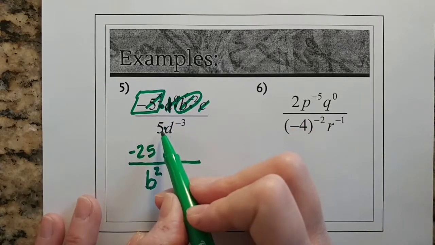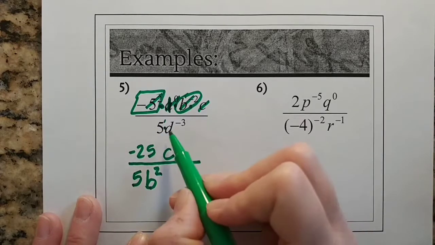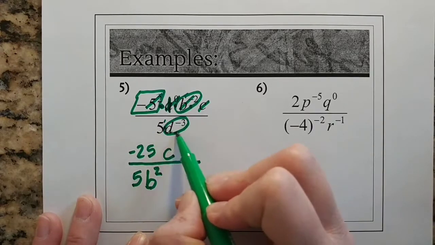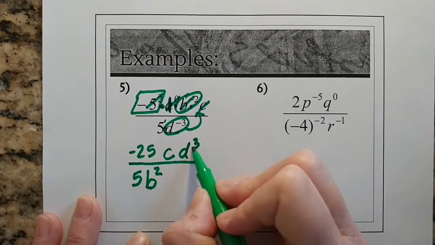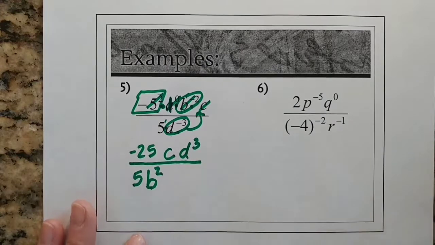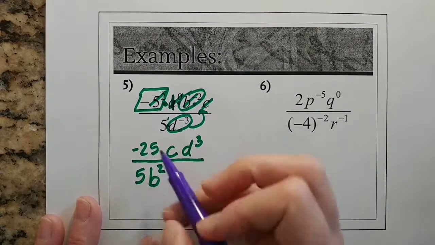Do you see the 5? The 5 gets to stay where it is. It has a positive exponent. So I'm going to write the 5 down here. And now the d. Do you notice the d here has a negative exponent? It's going to have to move up, isn't it? So I'm going to put it upstairs with a positive exponent. Now take a look at what you have. I have a c, b, and a d. They all have positive exponents.